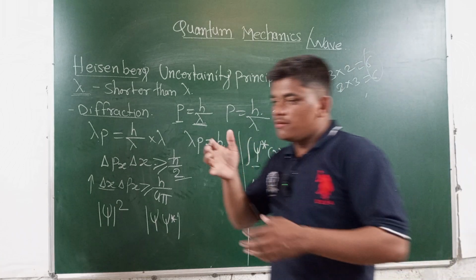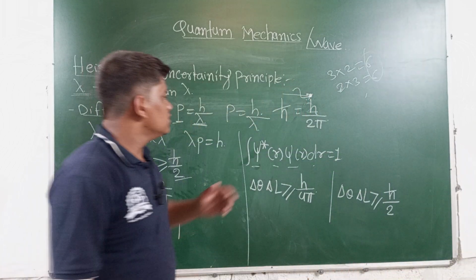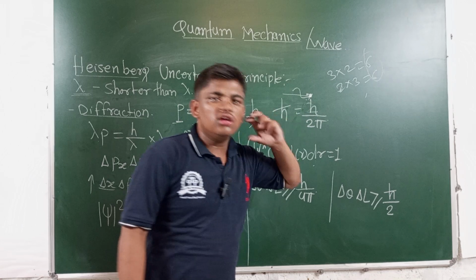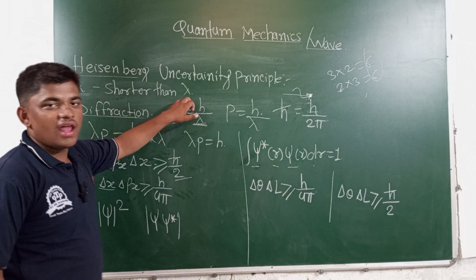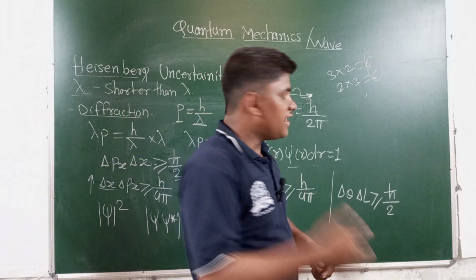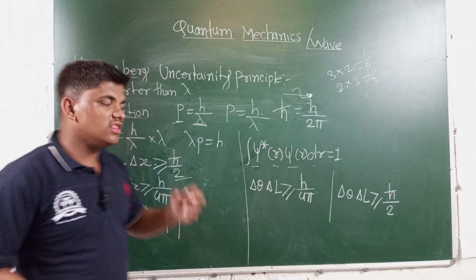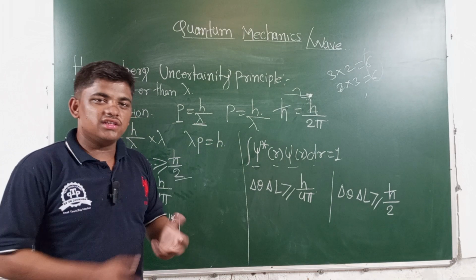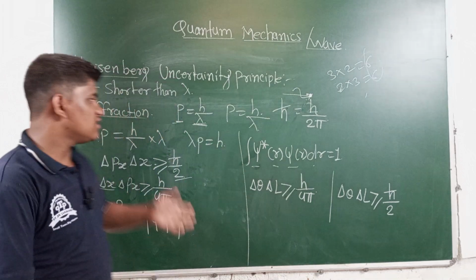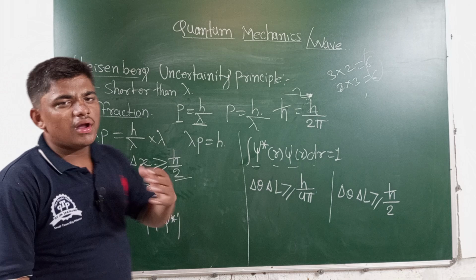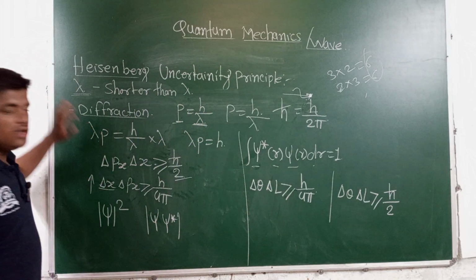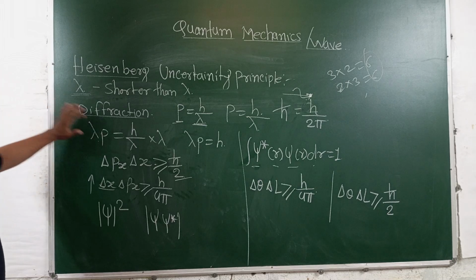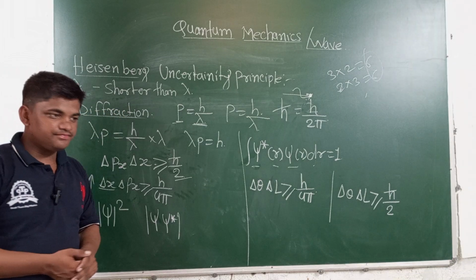If the distance between our microscope and the particle is less than this lambda, then what happens? If the distance is less than the wavelength of the applied light or photon energy, we cannot see that particle or find out its position, due to the property of light, that is diffraction.